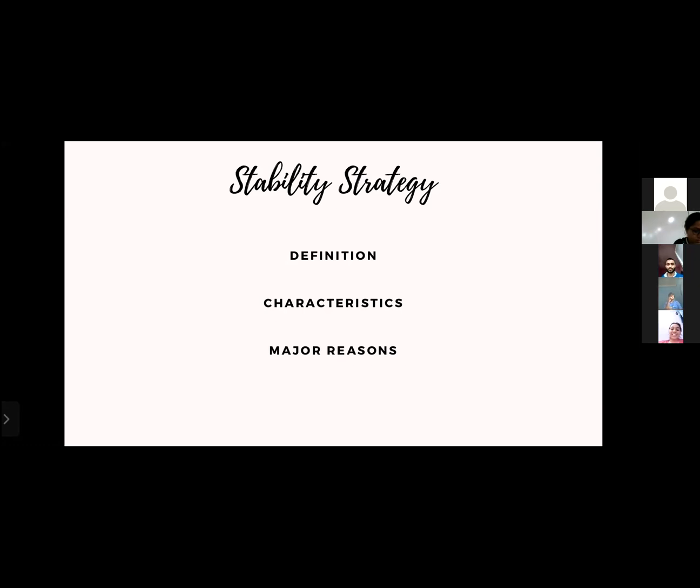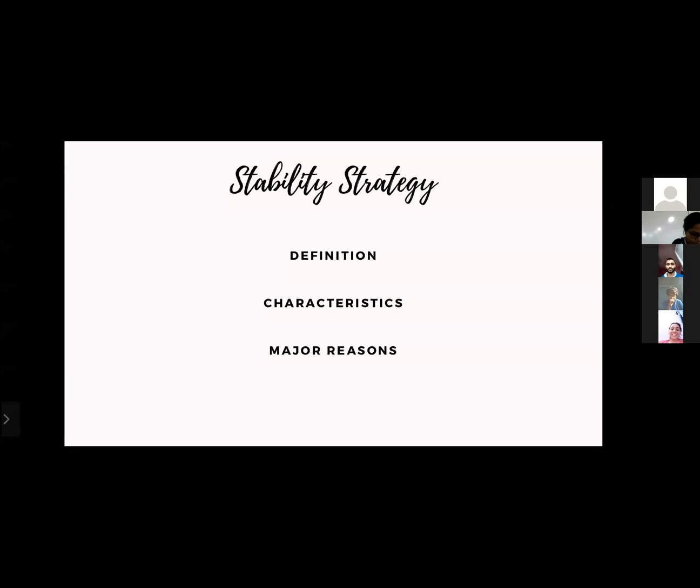Now the characteristics of a stability strategy. First, it does not need much fresh investment. Second, the risk is also less, and it is a commonly employed strategy. A stability strategy does not involve a redefinition of the business of the corporation. And the last characteristic of stability strategy is that it involves minor improvement in the product and packaging.